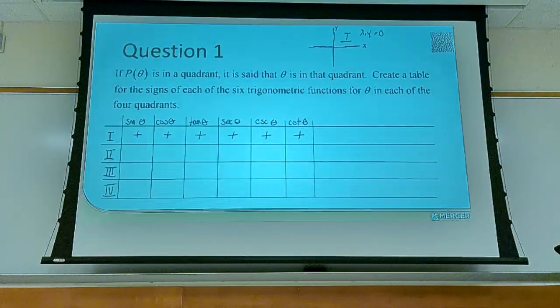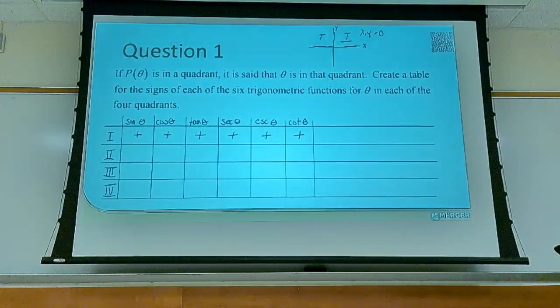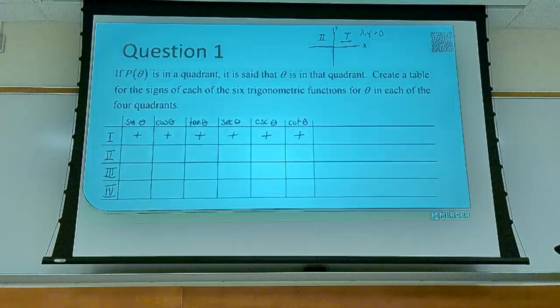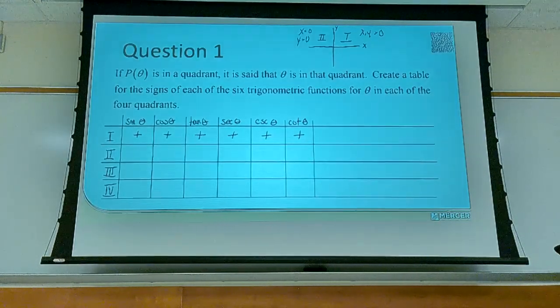Where's quadrant 2 located? The upper left. What do we know in quadrant 2? Y is positive, X is negative. And again, r is always positive.